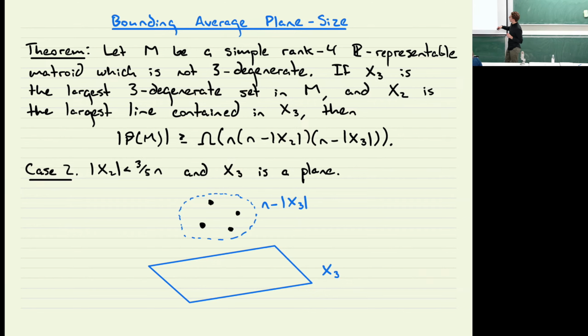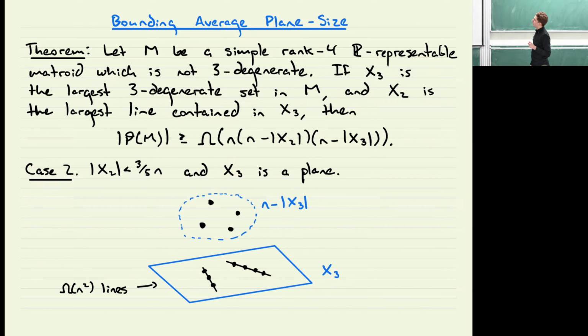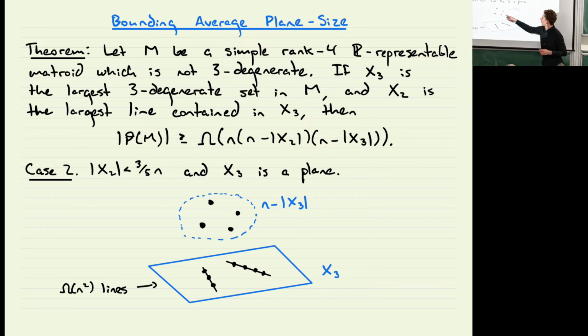But in order for this to work, we need there to be lots and lots of lines sitting in the plane down here. For that, we just use Beck's theorem. The size of the largest line is bounded as a fraction of n, and the size of x3 can be made as big as we like as a fraction of n. So we can apply that down there and get quadratically many lines. Now to do the counting, we go through each point here, and then take spans with the lines down here.